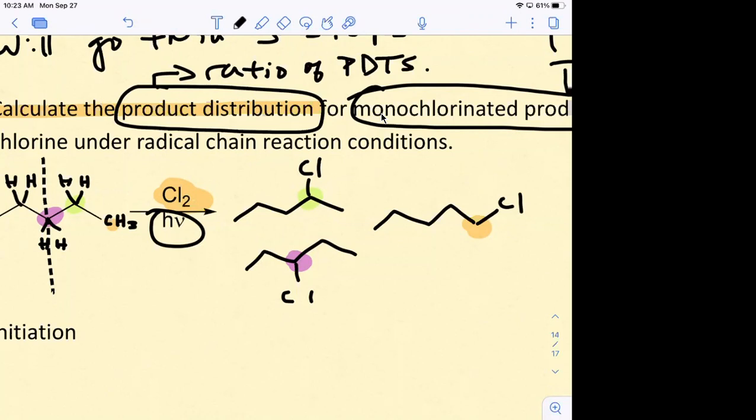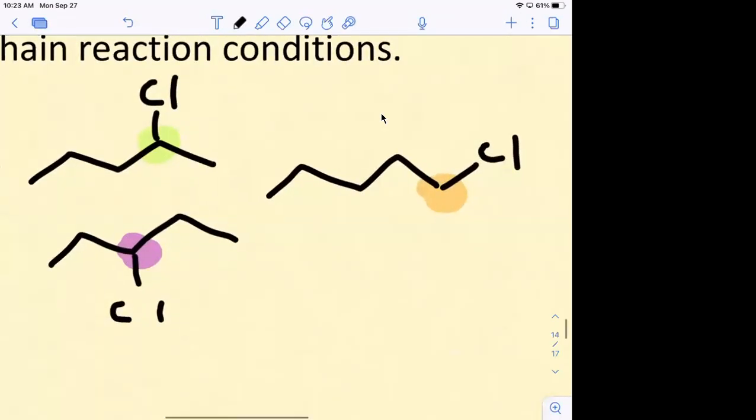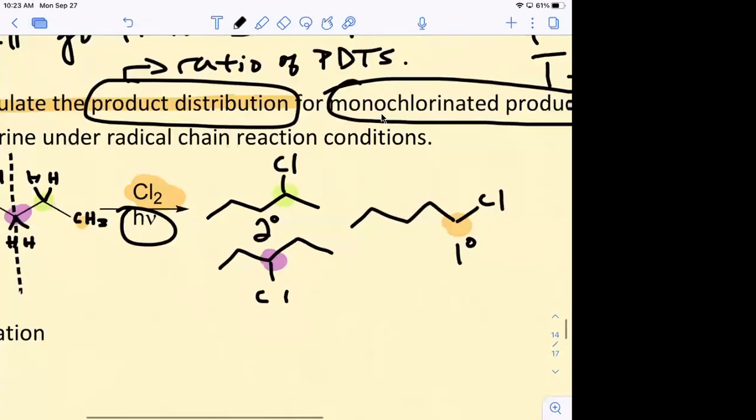And with these, this is a primary radical, or this is a primary product, and these two are both secondary products. Right. So more than likely you're going to get more of the secondary and less of the primary because of the stability of your radical. But we'll talk about that when we get to propagation.